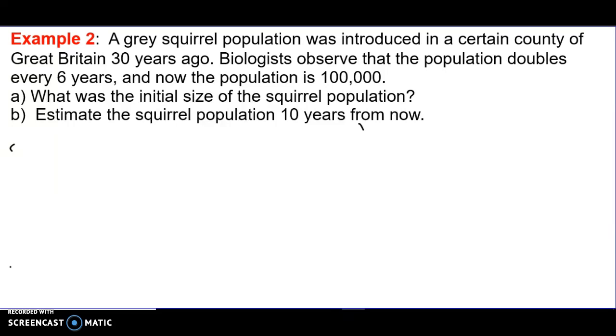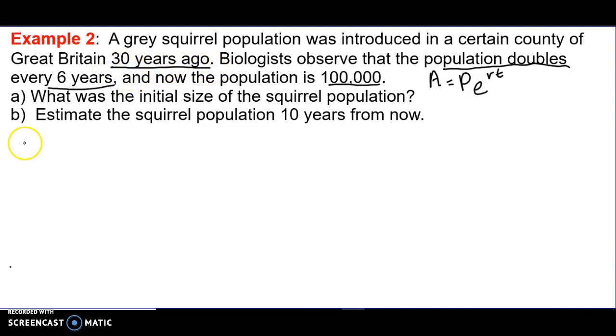All right, let's look at example 2. It says a gray squirrel population was introduced in a certain county of Great Britain 30 years ago. Biologists observed that the population doubles every 6 years, and now the population is 100,000. So again, it's still compounded continuously, so we're going to use the formula A equals P times e to the RT. Understand that the population doubles every 6 years, and the population now is about 100,000.